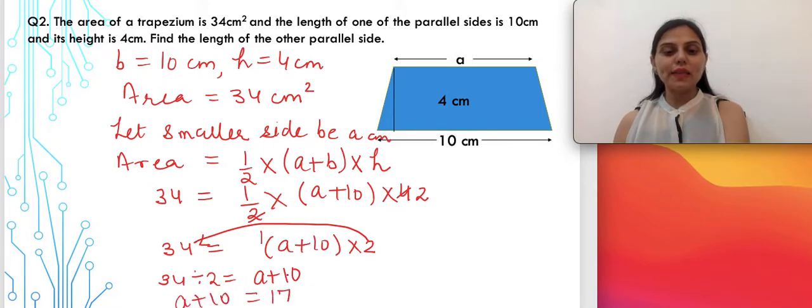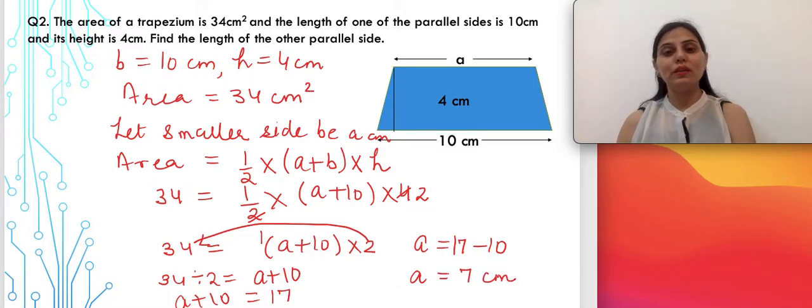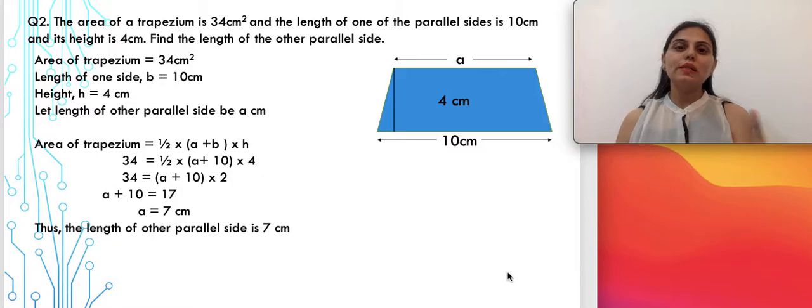Let us take this 10 to the other side now. So A can be written as 17 minus 10, or the value of A, that is the smaller side, will be equal to 7 centimeters. As I told you earlier also, it is very important to write the units with the answers. I hope the question is clear to you. This is a step-by-step presentation of the way in which you should present your answer in the examination.